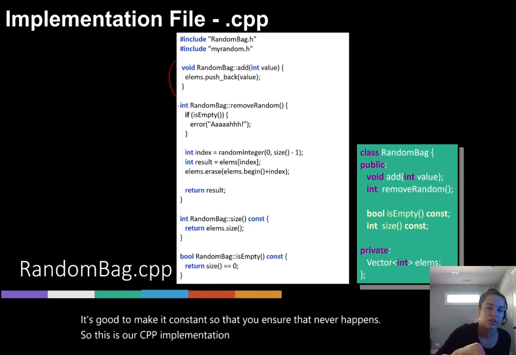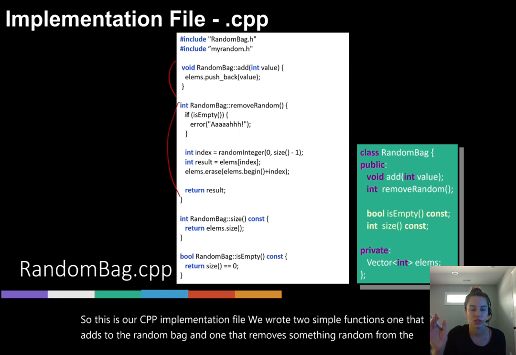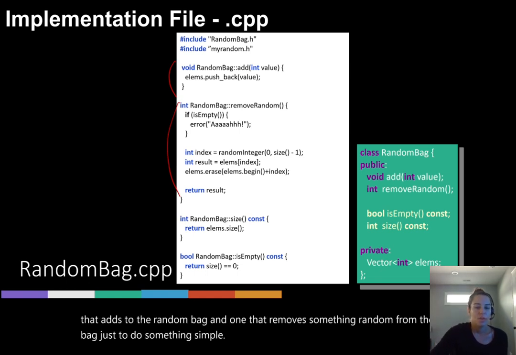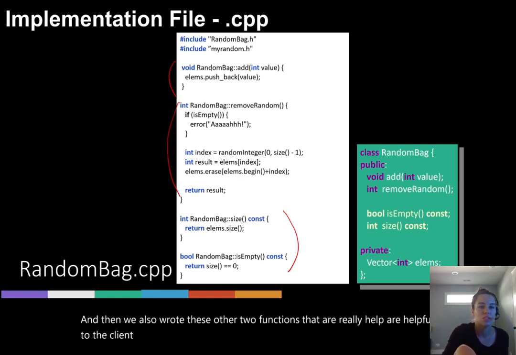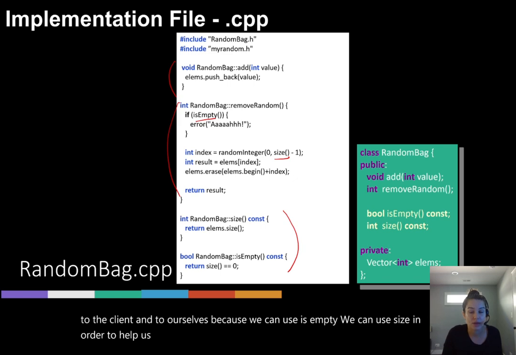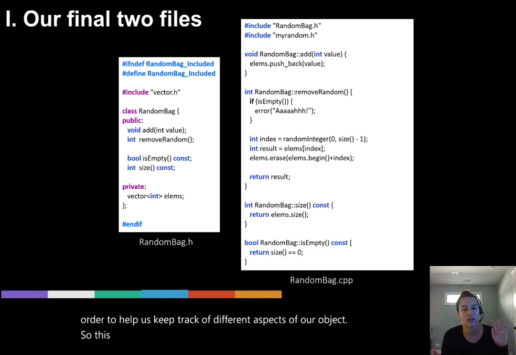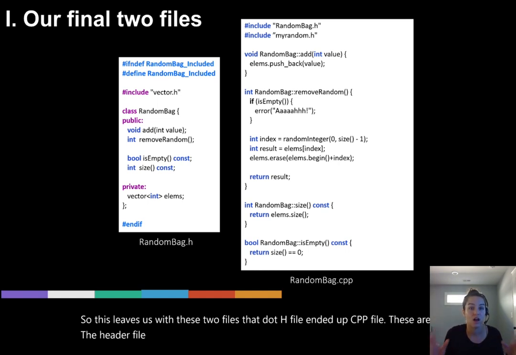We wrote two simple functions, one that adds to the random bag and one that removes something random from the bag, just to do something simple. And then we also wrote these other two functions that are really helpful to the client and to ourselves, because we can use isEmpty and size in order to help us keep track of different aspects of our object. So this leaves us with these two files, the .h file and the .cpp file. These are the header file and the implementation file of the class random bag.